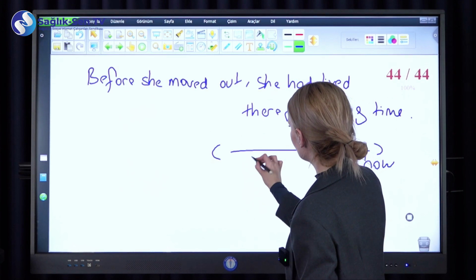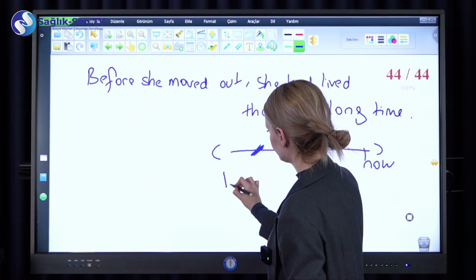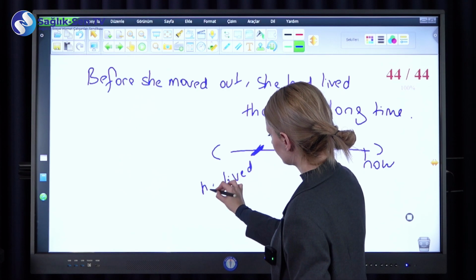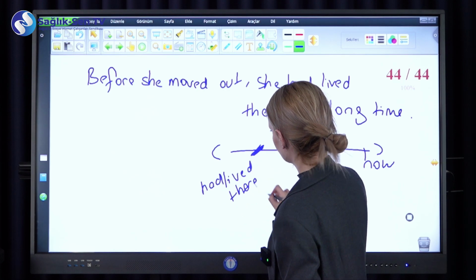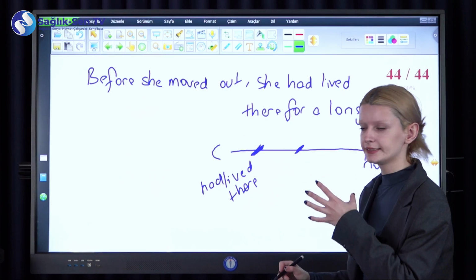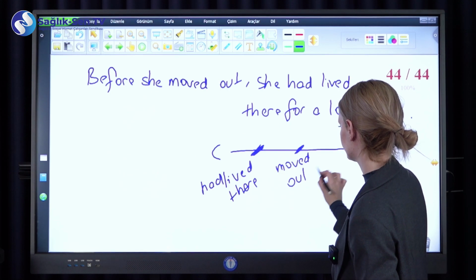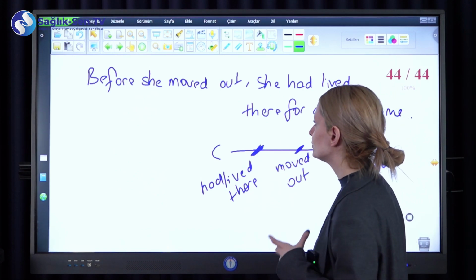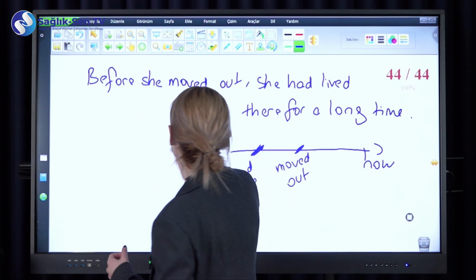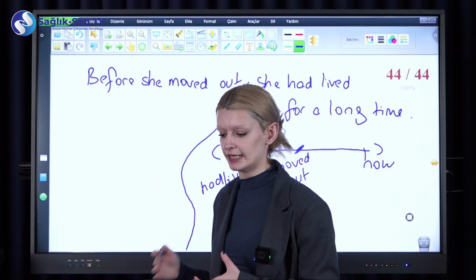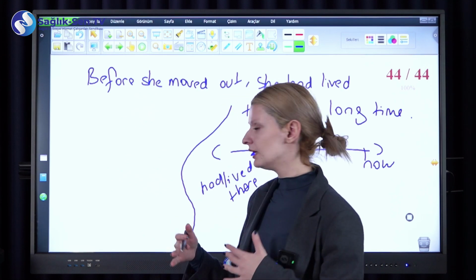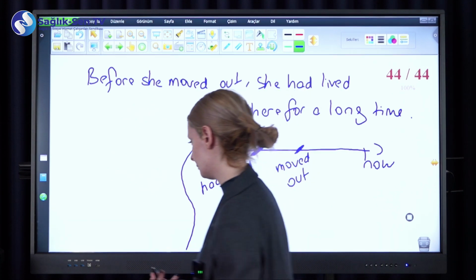She had lived there, and here somewhere she moved out. The main reason we use past perfect is to indicate something that happened even earlier than past simple.